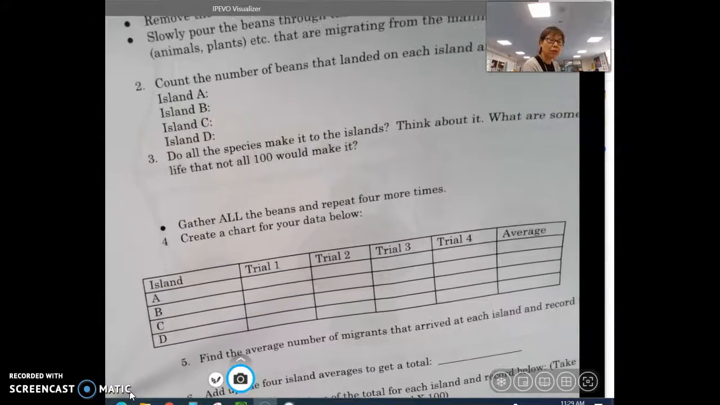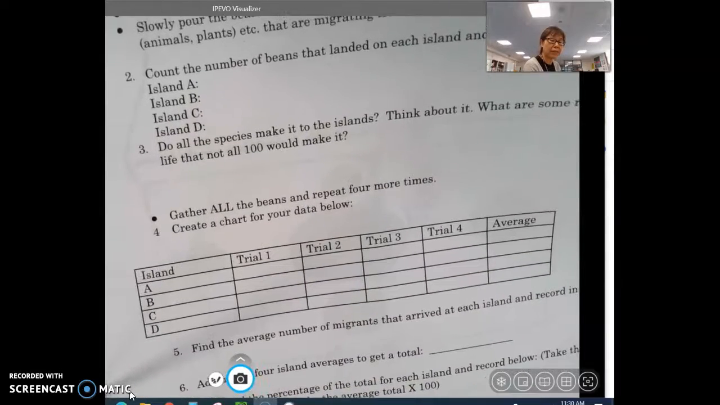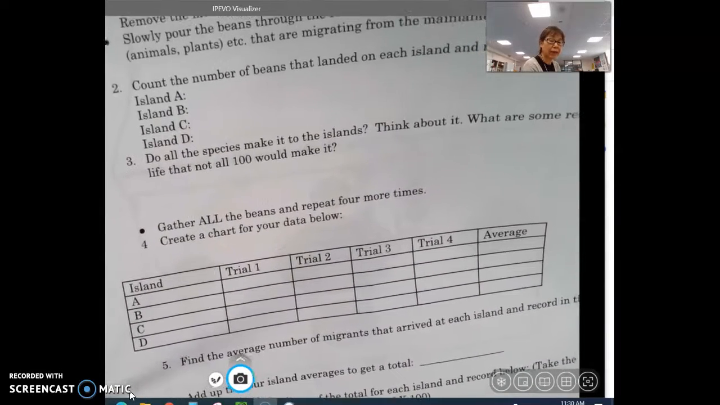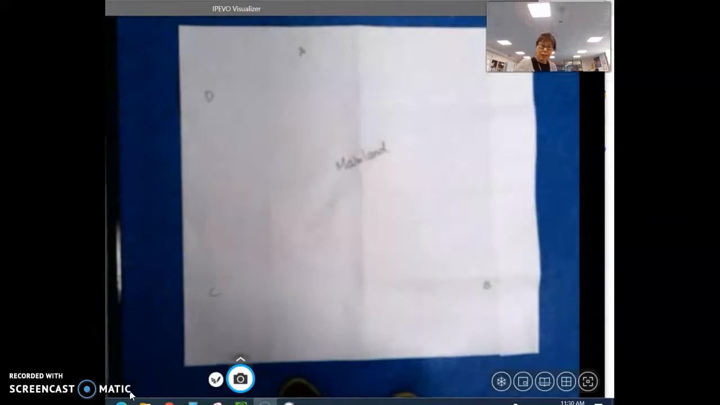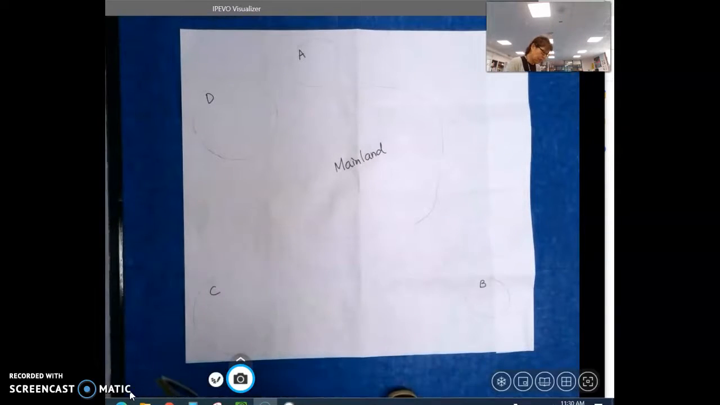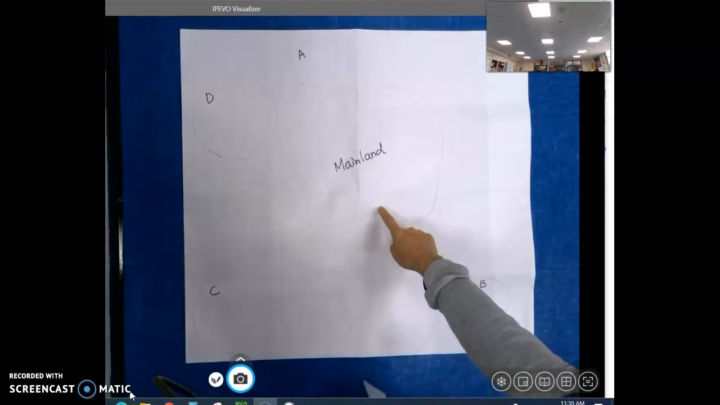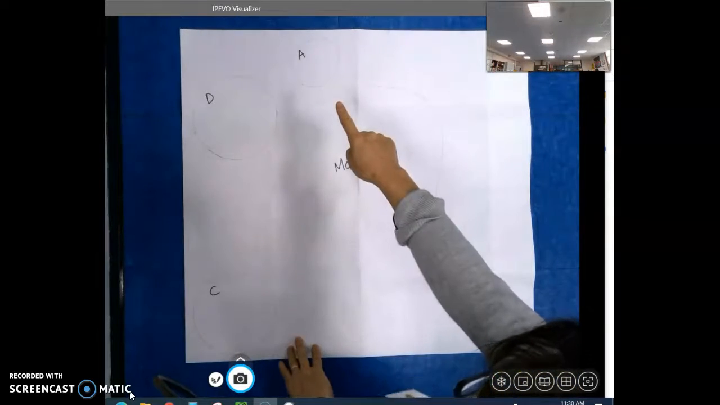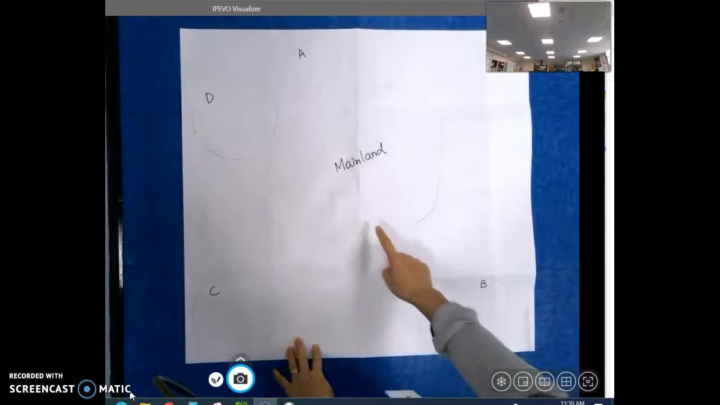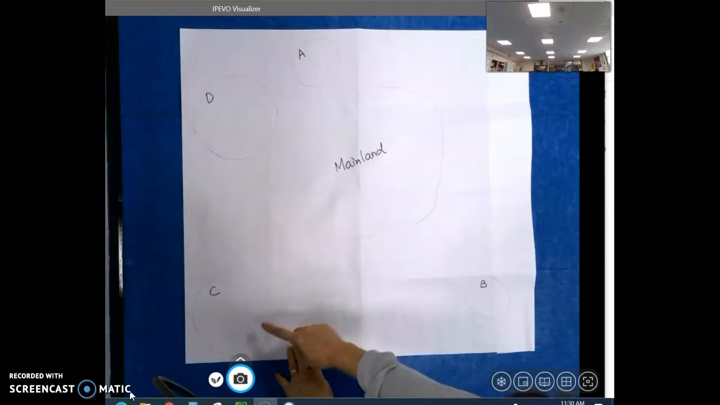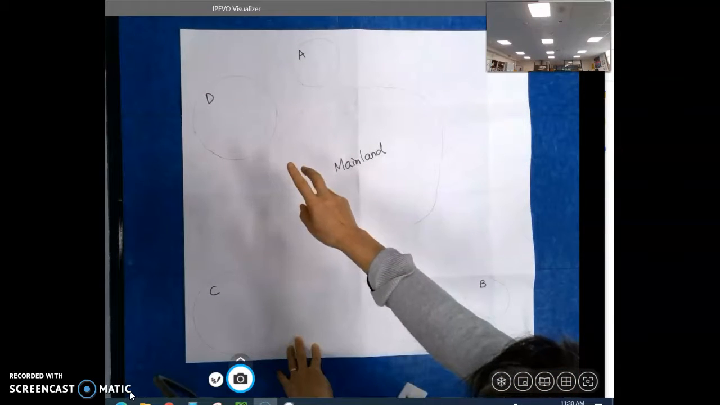And then for counting, you have to stop the video to count how many species are on each island with every trial, and then you continue the video. Okay. So this part is the mainland, and those are island A, which is small and nearby, B is small but far away, C is big and far away, and D is a nearby, big island.